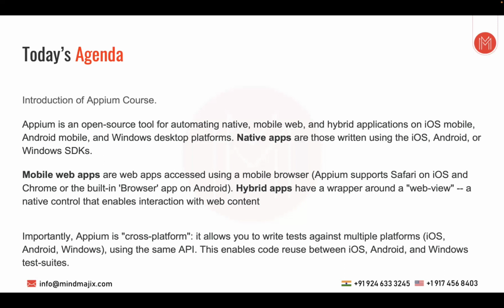And what are mobile web apps? Mobile web apps are web apps accessed using a mobile browser. In your mobile you have a Chrome browser; you can click on it, type anything, and it will open the Google page. That comes under mobile web apps. Appium supports both Safari on iOS and Chrome or the built-in browser apps. It supports all the built-in browsers.